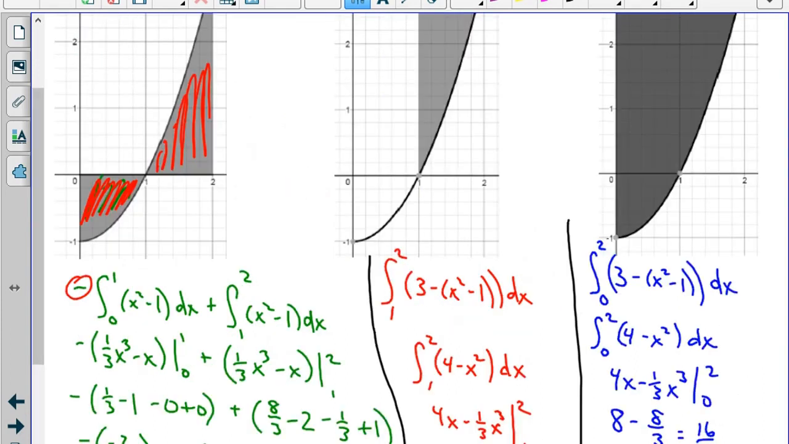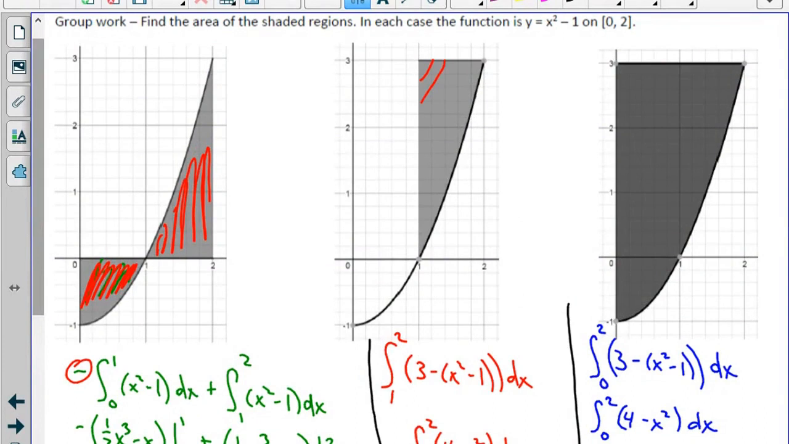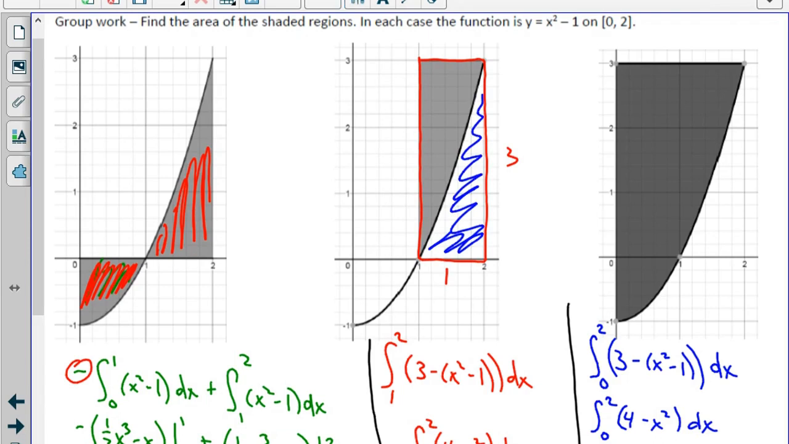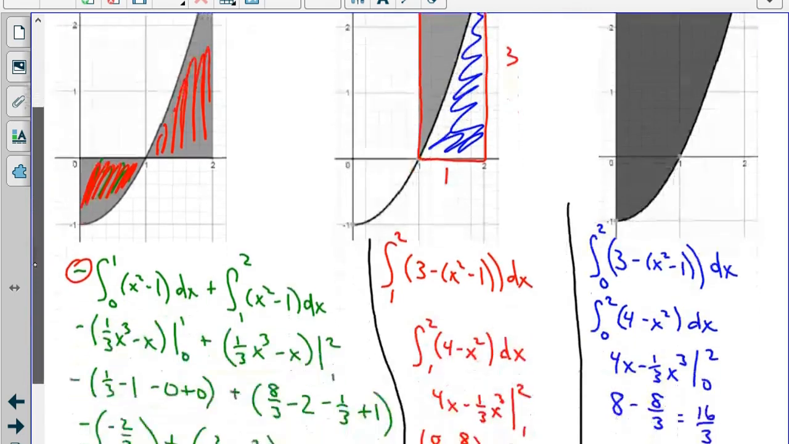For the second problem, I have this shaded region, which is basically the rectangle that has height of 3 and width of 1. So I want that rectangle and I want to subtract the area underneath. So that's going to be what I show in black. Or I could do the function 3 minus x squared minus 1. So I have 2 different ways to do this.